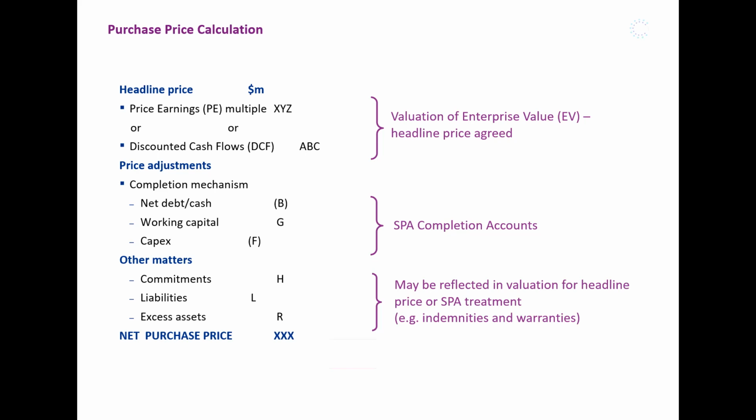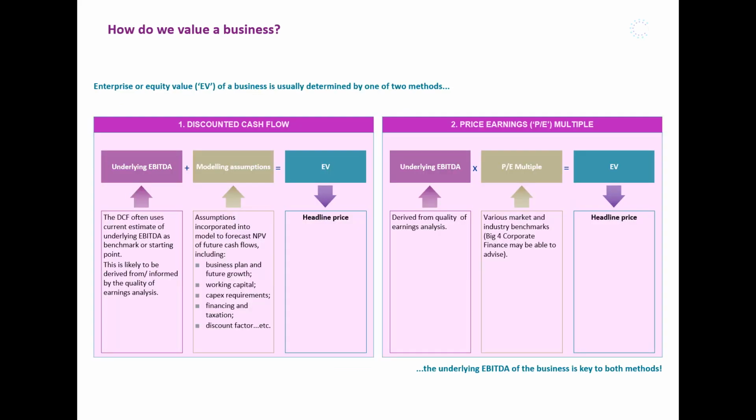So let's talk about each of these three categories: headline, price adjustments, and other matters, one by one. The first one is headline price. That's fairly straightforward. Typically it's done in one of the two methods we talked about earlier, which is earnings multiple or DCF, usually the earnings multiple.